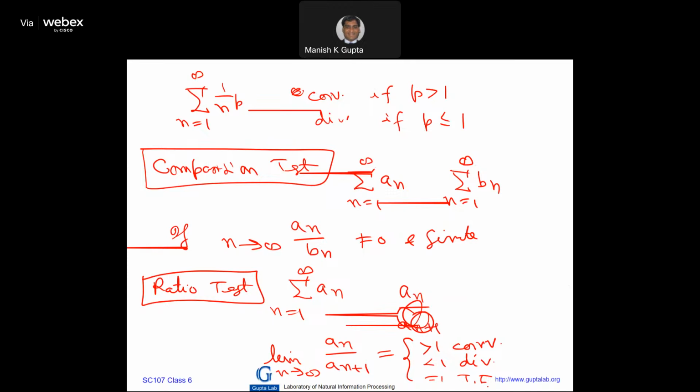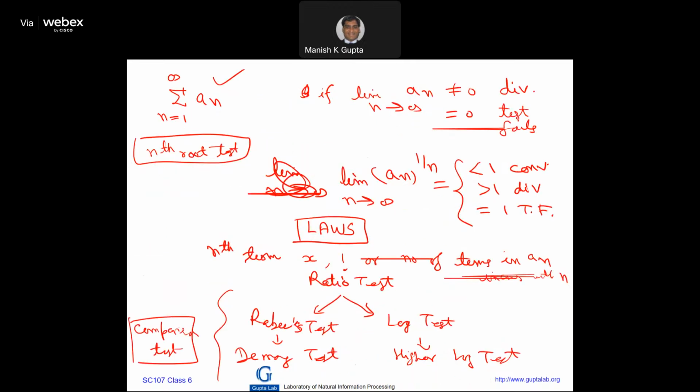Then there is another test, the Gauss test, which I am not writing, but anyway. As I mentioned earlier, once you apply the ratio test, there are two paths. Either you go to Raabe's test, De Morgan test, and so on, or the logarithmic test or higher logarithmic test. So I'm going to show you the formulas for those things.